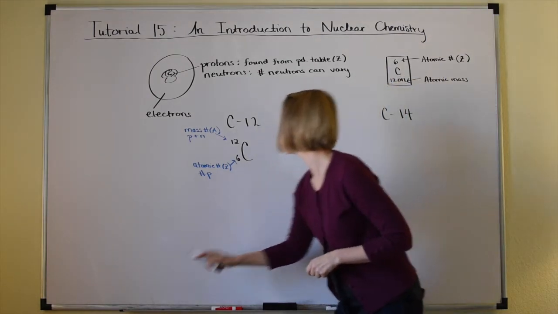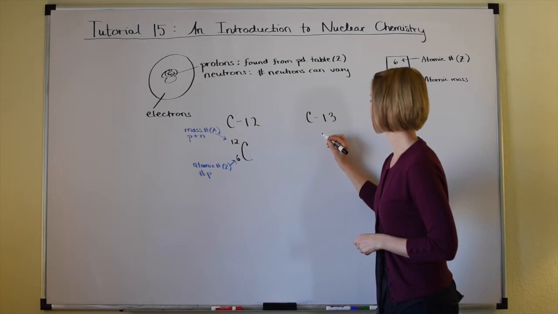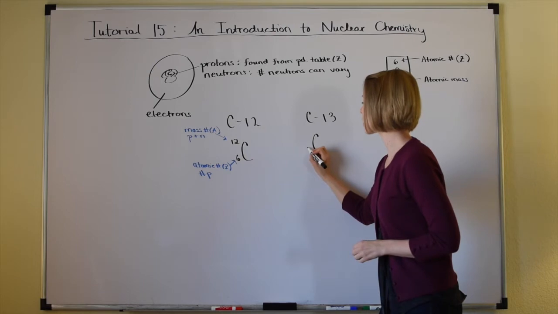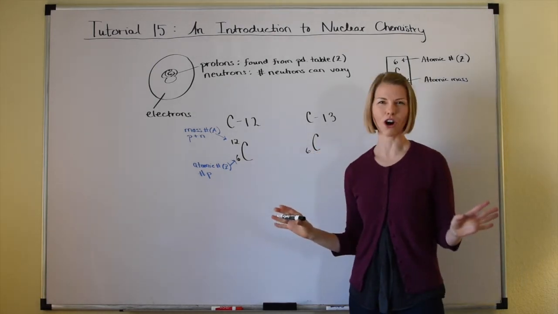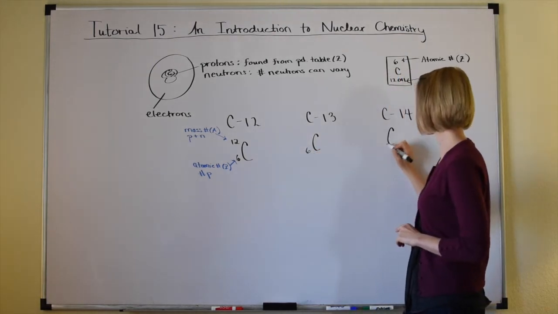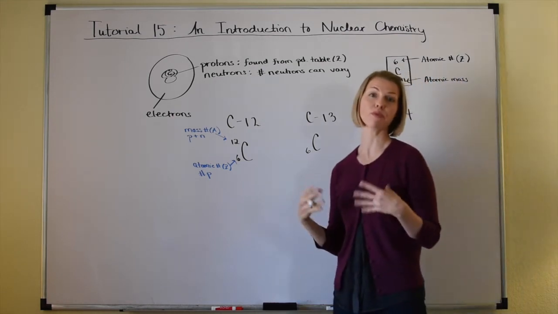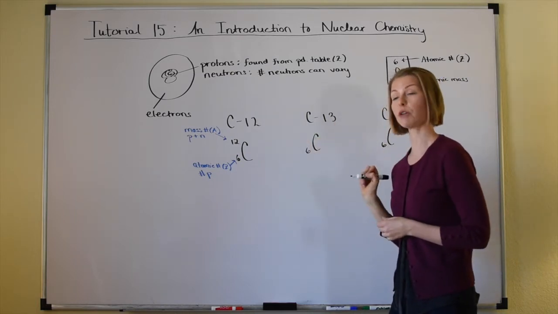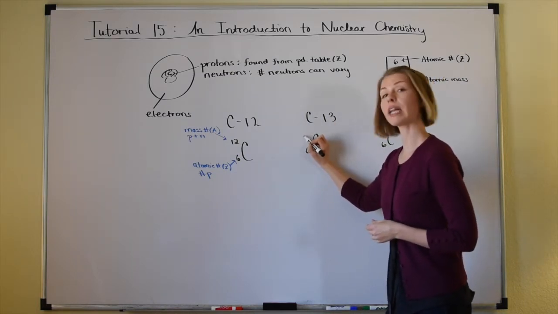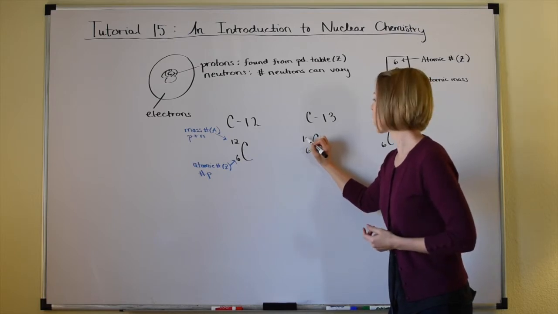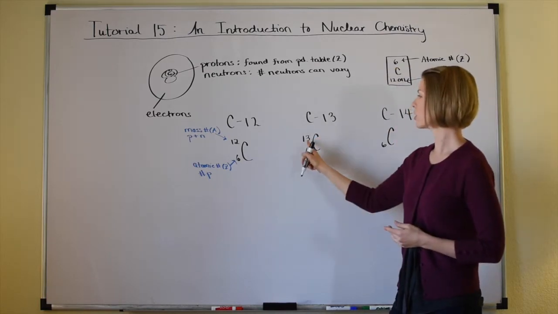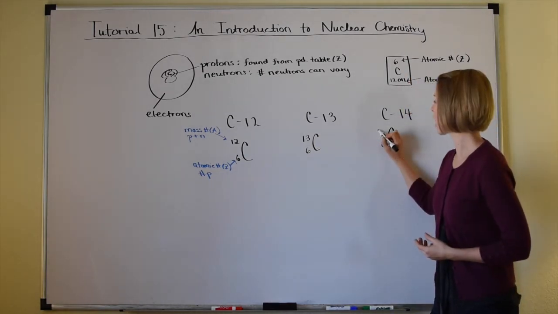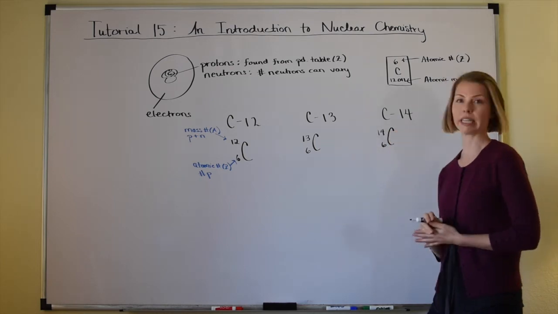So we can go ahead and write an element symbol for carbon-13 and carbon-14 as well. We know that the atomic number is always going to be 6 for carbon, so we can go ahead and write that in as the subscript that comes before the element symbol. But what's going to change for these 3 different isotopes is the mass number. If we want to indicate carbon-13, we've got to change the mass number here to 13. If we're trying to indicate carbon-14, we want to change the mass number to a 14.